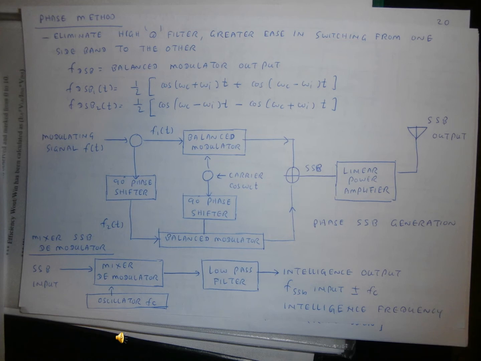Similarly, we can also design a mixer and single sideband demodulator. In this case, the single sideband input comes in and is combined with the oscillator frequency fc inside the mixer demodulator. The output of the mixer demodulator is provided to the low pass filter, and the final output is the intelligence output. It can be the single sideband frequency input plus or minus the carrier frequency fc. That will be the intelligence frequency.